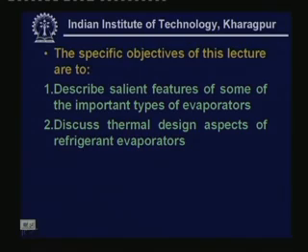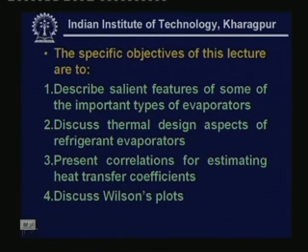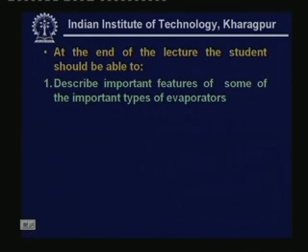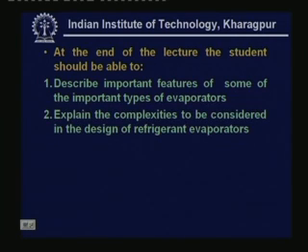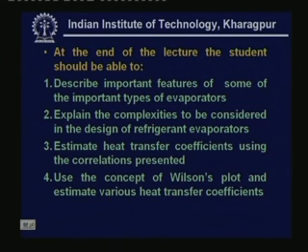The objectives of this particular lecture are to describe salient features of some of the important types of evaporators, discuss thermal design aspects of refrigerant evaporators, present correlations for estimating heat transfer coefficients, and discuss Wilson's plots. So at the end of the lecture you should be able to describe important features of some of the important types of evaporators, explain the complexities to be considered in the design of refrigerant evaporators, estimate heat transfer coefficients using the correlations presented, and finally use the concept of Wilson's plot and estimate various heat transfer coefficients.